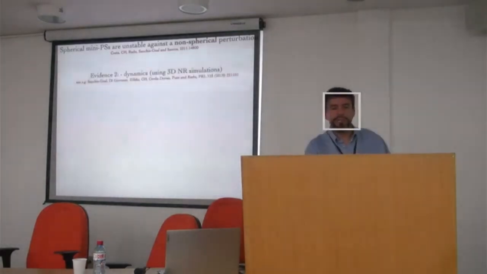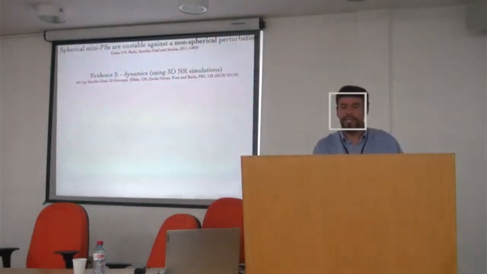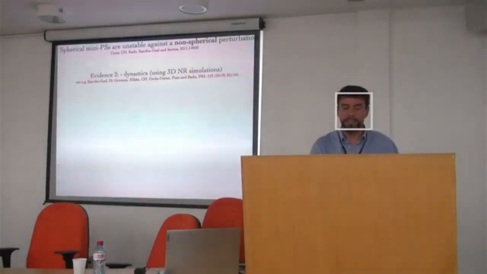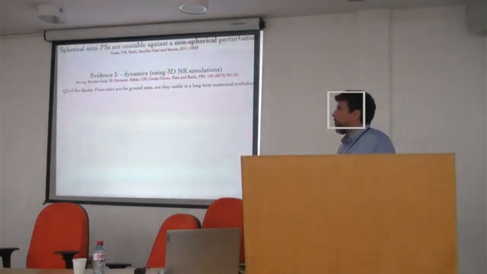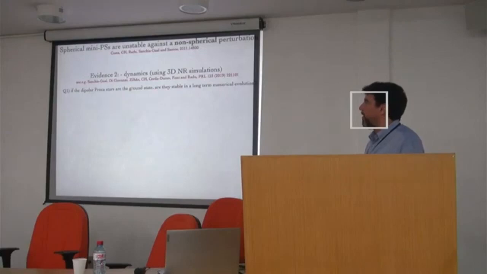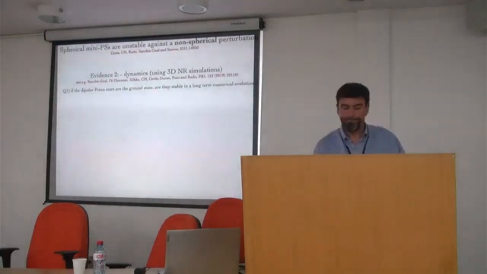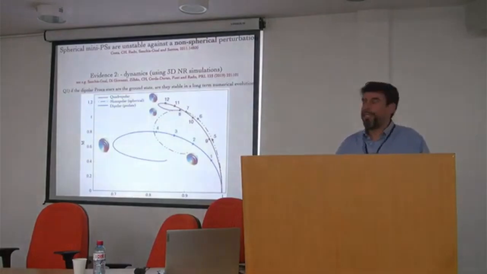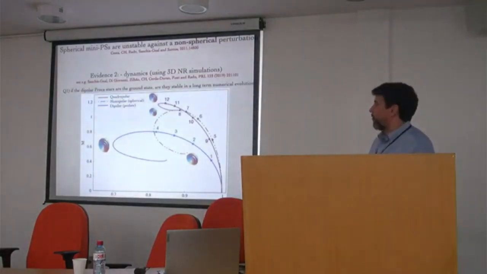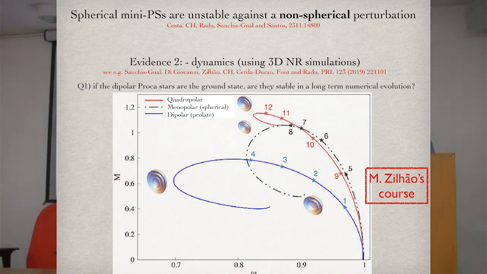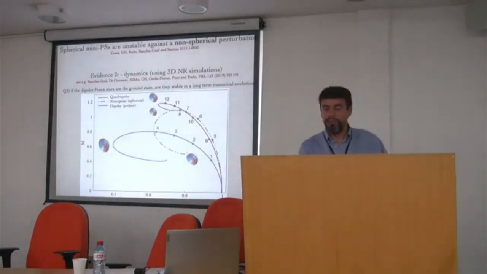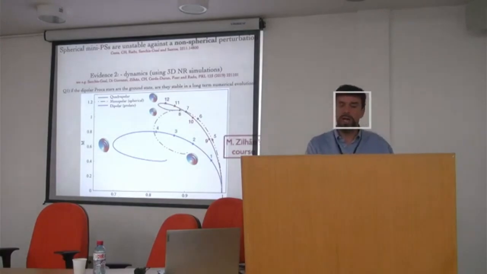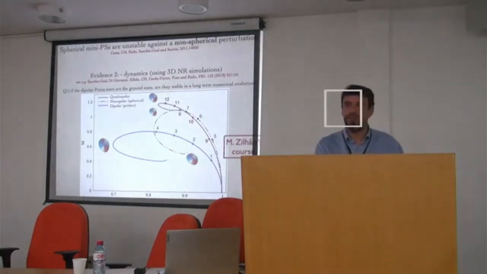But of course, the true discriminator of what a ground state is, and therefore the most stable configuration, is dynamics. So what we've done was to ask a question. If these dipolar protostars are the ground state, are they stable in a long-term numerical evolution? To test this, what we've done is the following. We've chosen some illustrative solutions, 1, 2, 3, 4. These dipolar ones look like these prolate spheroids. And let's put them in a computer and try to evolve them. And if you'd like to know how, then Miguel will explain everything to you in his course on the Einstein Toolkit.